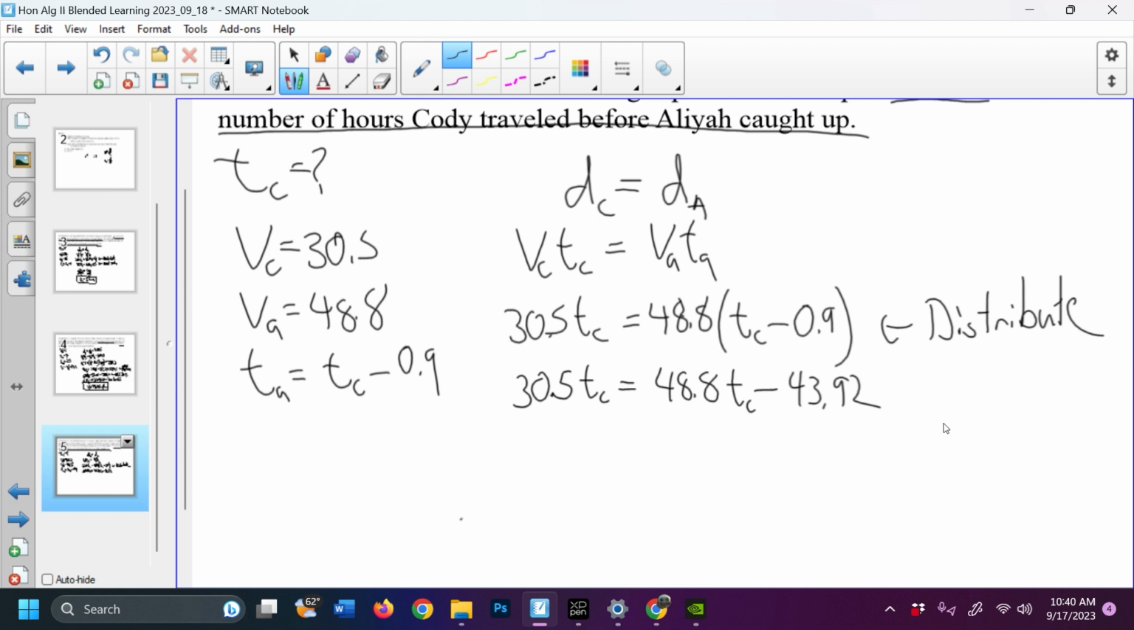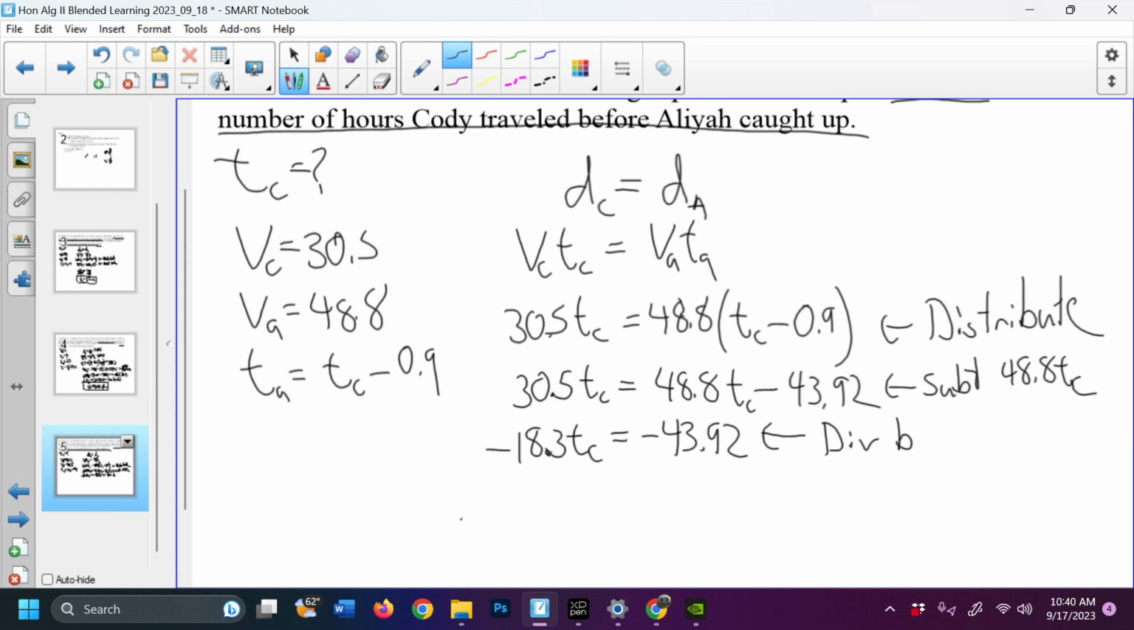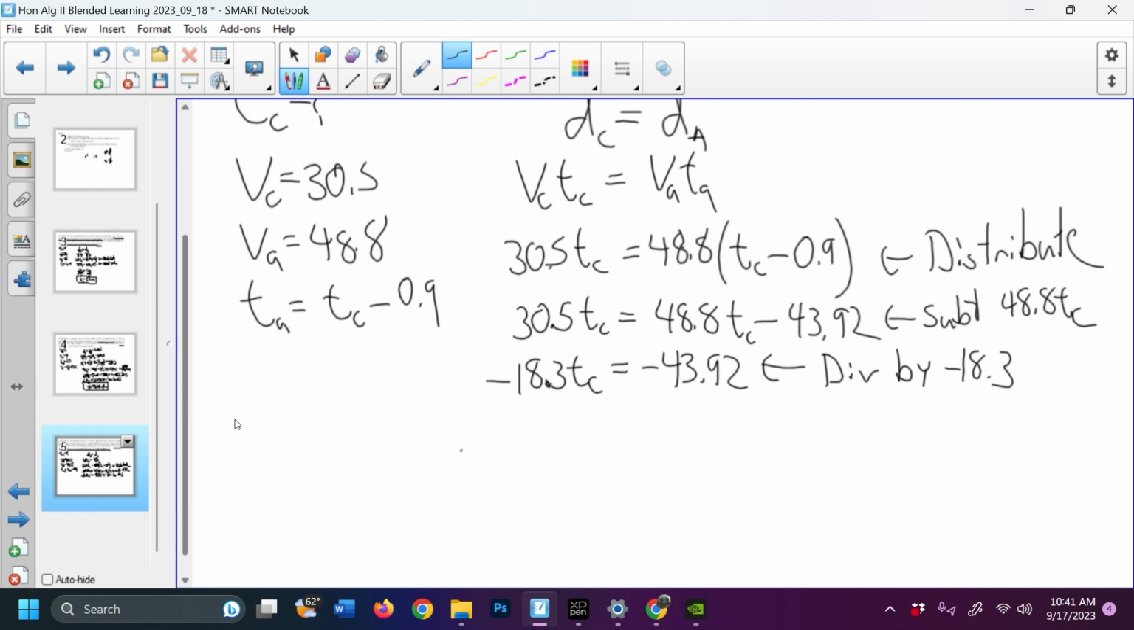And so here I distributed, and then here I am going to subtract 48.8 times the time that Cody travels. That will give me negative 18.3 t, where t is what Cody traveled, is equal to negative 43.92. Then I'm going to divide by this value over here, divide by negative 18.3, and that will give me a final time for Cody of 2.4 hours.